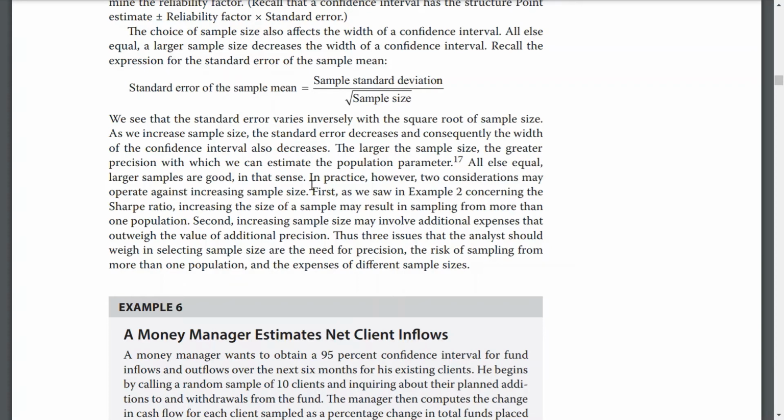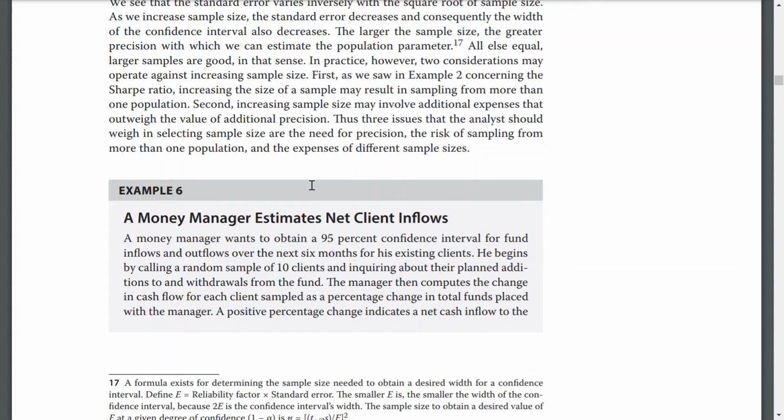In practice, however, 2 considerations may operate against increasing sample size. First, as we saw in Example 2 concerning the Sharpe ratio, increasing the size of a sample may result in sampling from more than one population. Second, increasing sample size may involve additional expense that outweighs the value of additional precision. Thus, 3 issues that analysts should weigh in selecting sample size are the need for precision, the risk of sampling from more than one population, and the expense of different sample sizes.